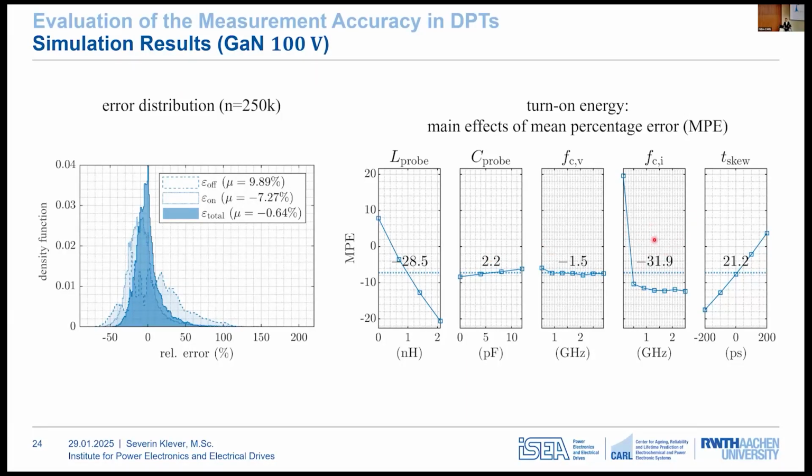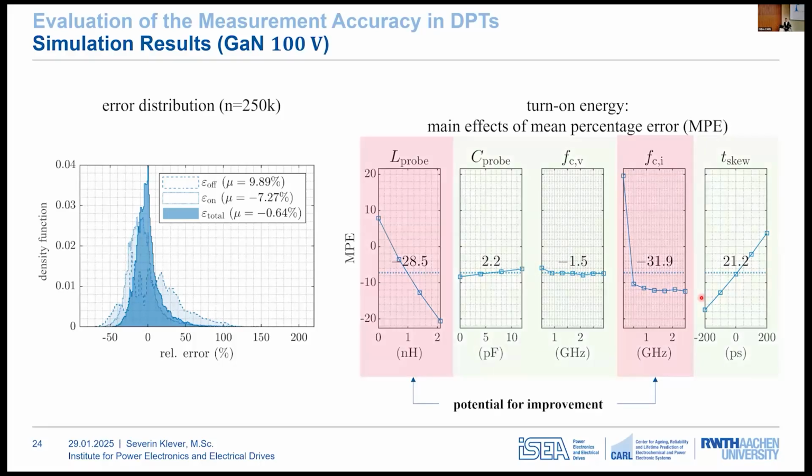The measurement bandwidth of the current probe also plays a critical role and must exceed at least 500 megahertz to ensure accuracy. Another significant factor is the deskewing error caused by differences in the propagation times of the probes. However, this error arises during post-processing and can be corrected afterwards.